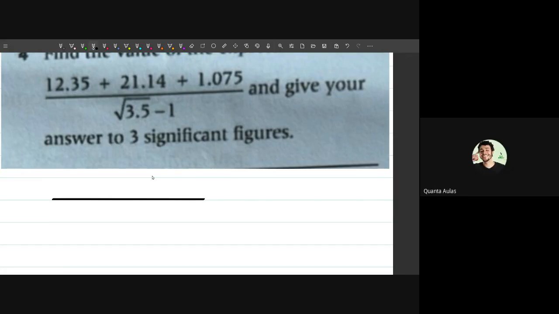The problem is the square root. But even if you don't have the calculator, you can do this. Pay attention. You know 3 and you know 4, for example. But you need to do the square root of 3.5.